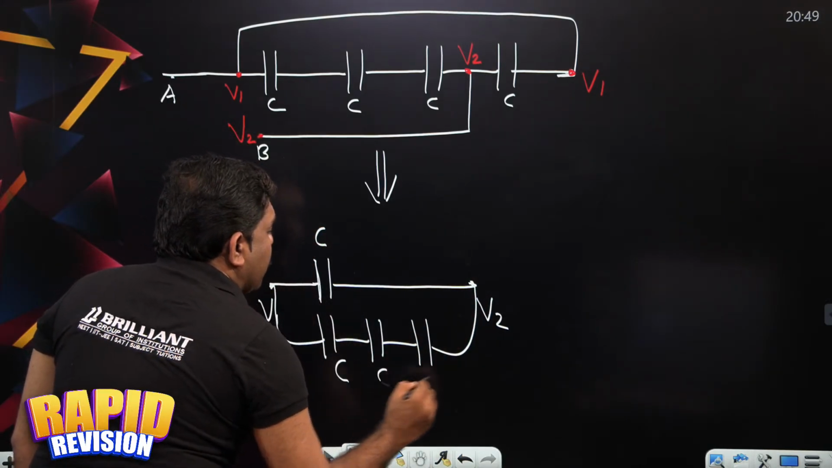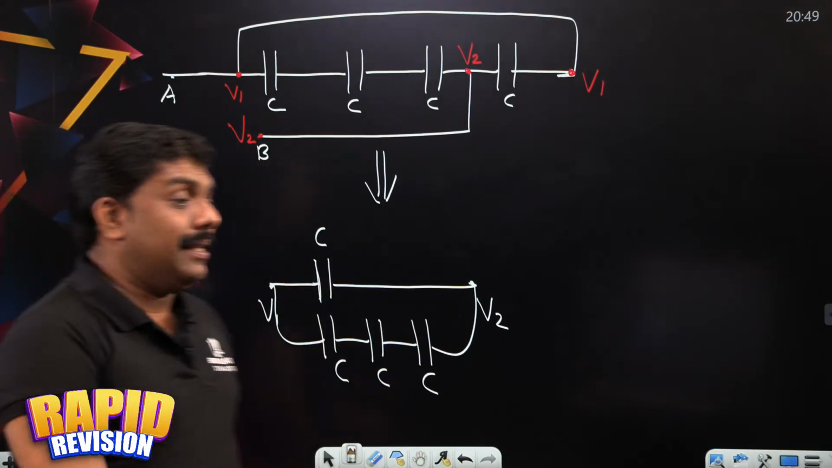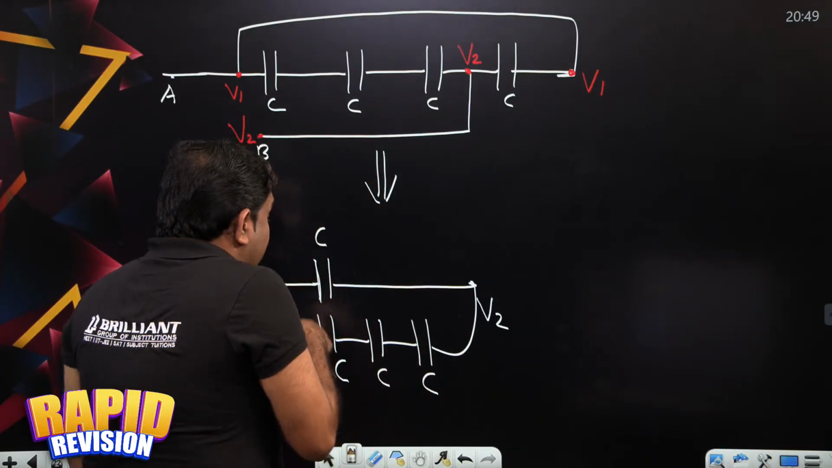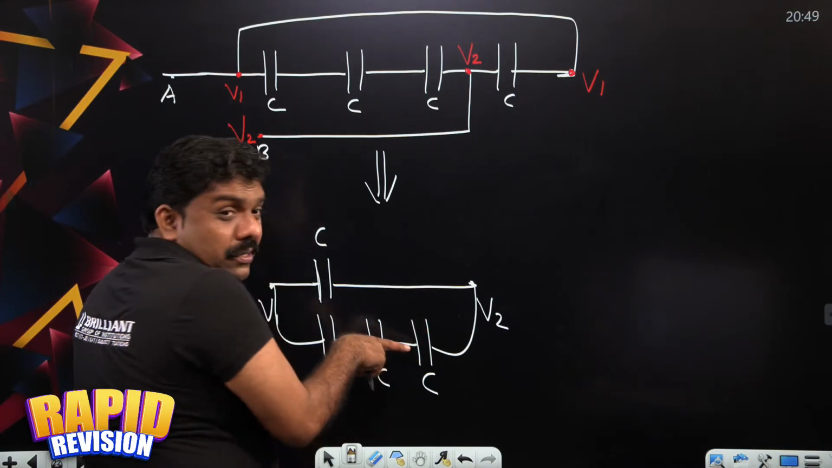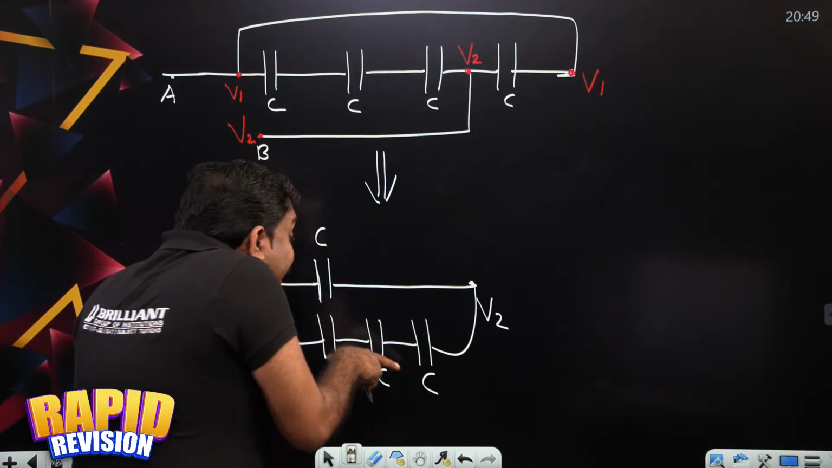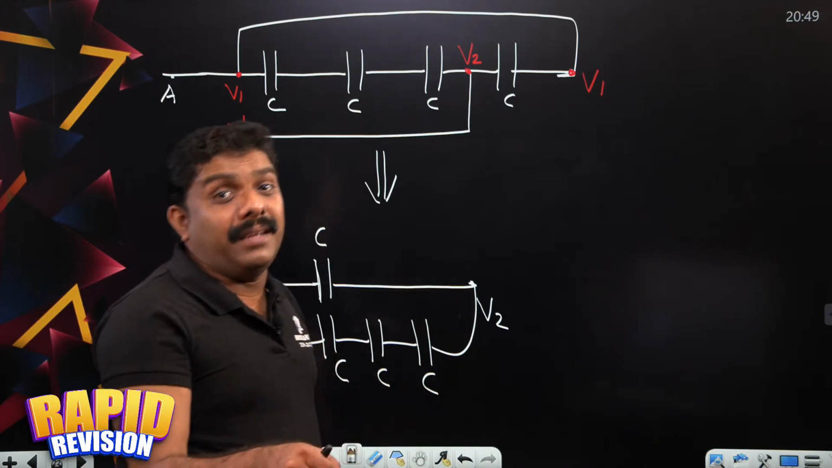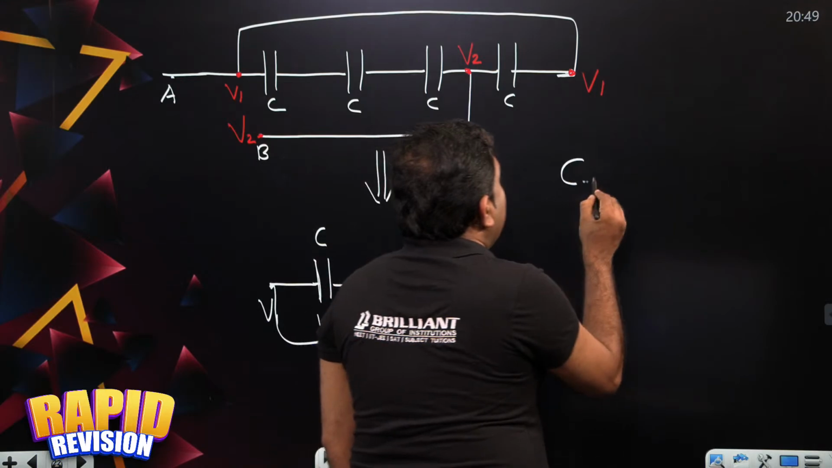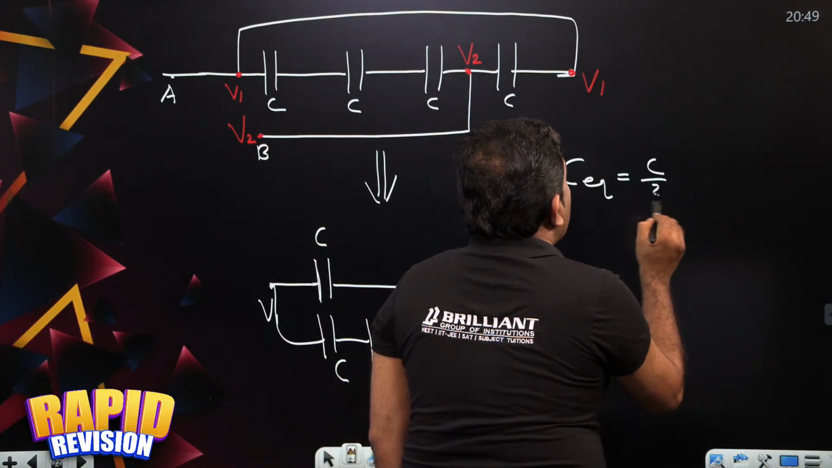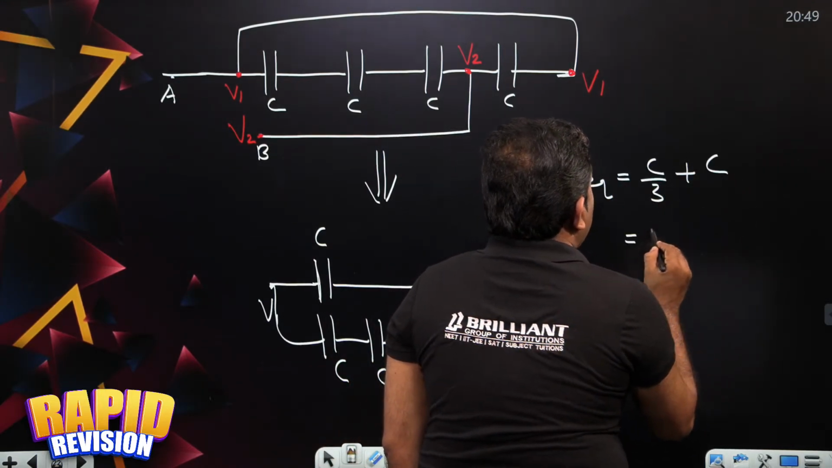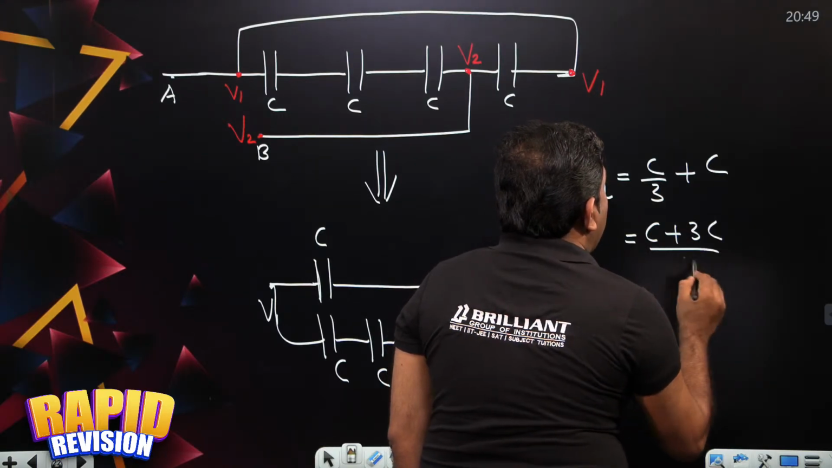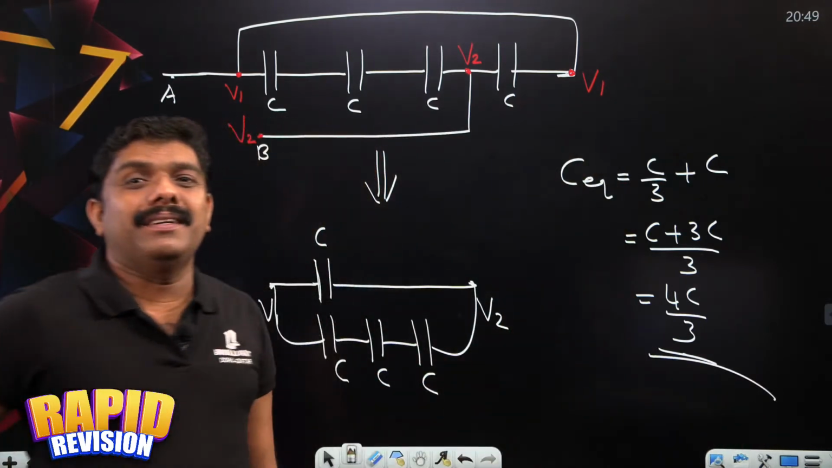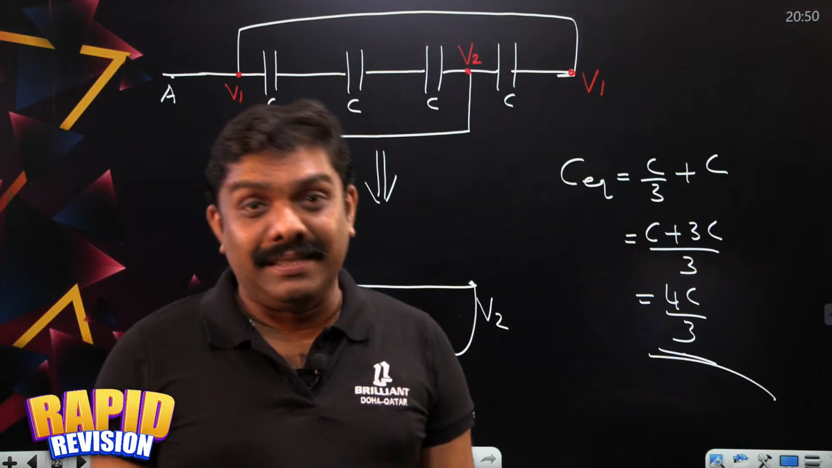So 3 more capacitors are there in series. Now what's the answer coming? Yes, Dhruvil. Now we can say these 3 are there in series. If 3 are there in series, it is C by 3. C by 3 and C are in parallel. So the equivalent capacitance is C by 3 plus C, that is C plus 3C by 3, which is equal to 4C by 3. Equivalent capacitance is 4C by 3.